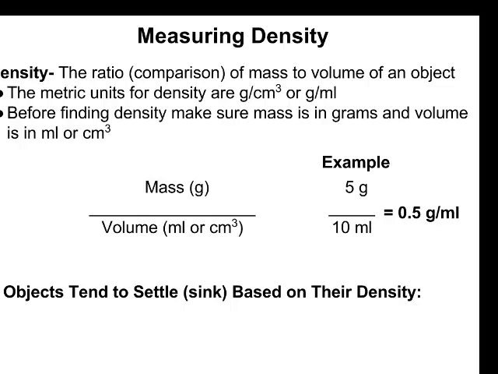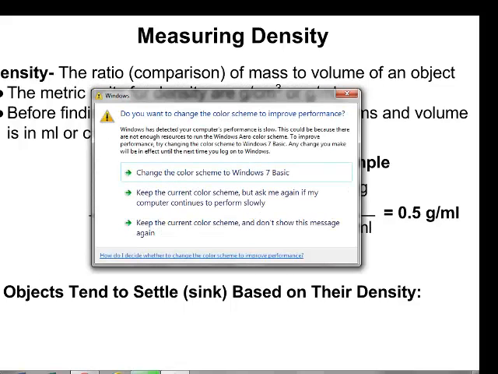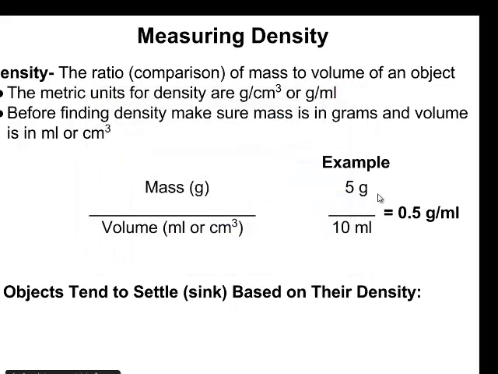So when you're going to find density, the first thing that you want to do is make sure that your mass is in grams, and that your volume is in milliliters or cubic centimeters. So you want to make your conversions first. So for example, if we have something that has a mass of 5 grams and has a volume of 10 milliliters, it's going to have a density of 0.5 grams per milliliter.